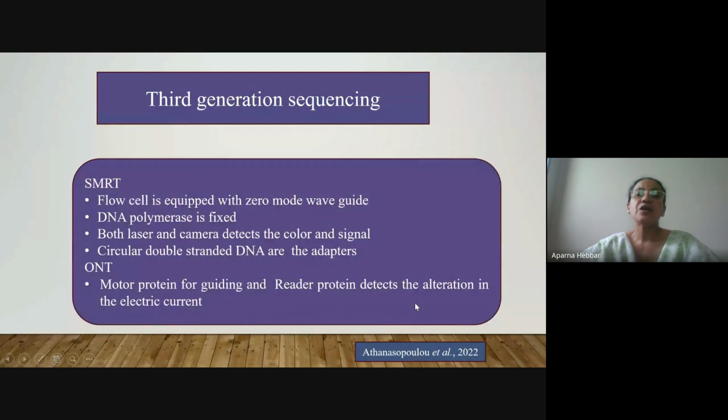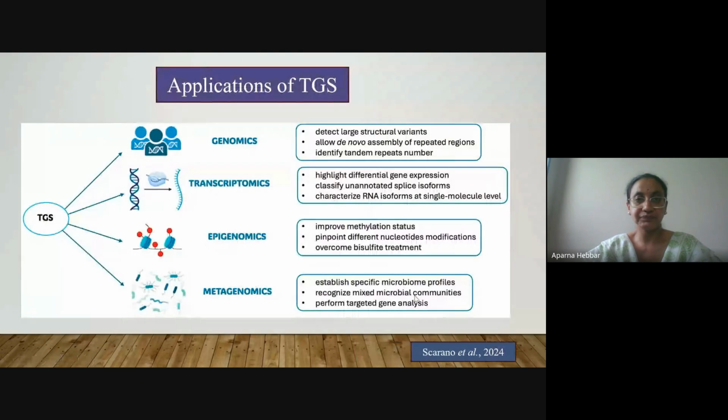be recording that. So this is the same thing whatever I told: SMRT, that is single molecule real-time. The SMRT flow cell is equipped with the zero mode waveguide, and DNA polymerase is fixed here. Laser and camera detect the color and signal. Then circular double-stranded DNA with adapters. ONT has a motor protein for guiding, and a reader protein helping to detect the alteration in the electrical current.